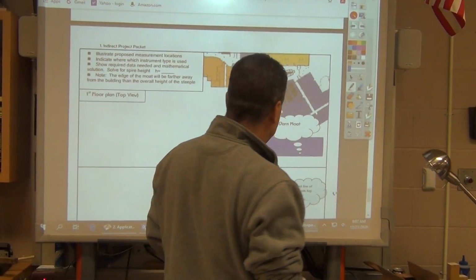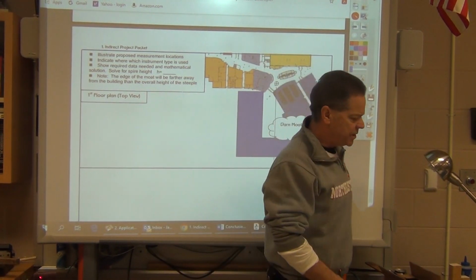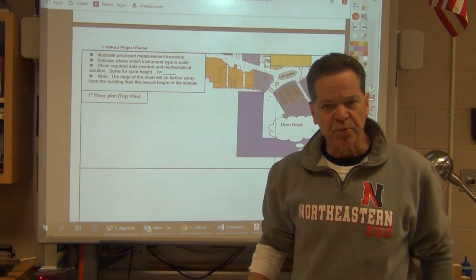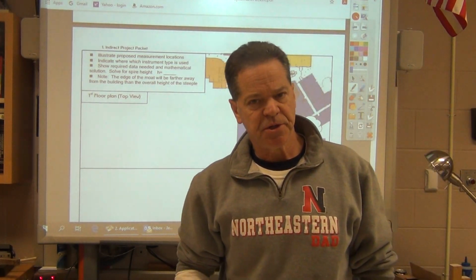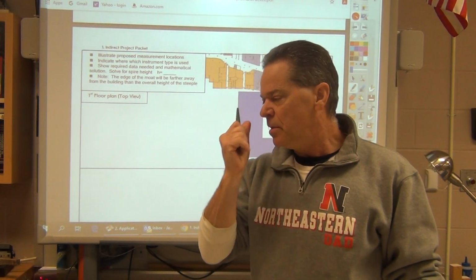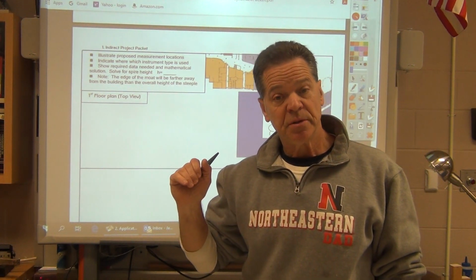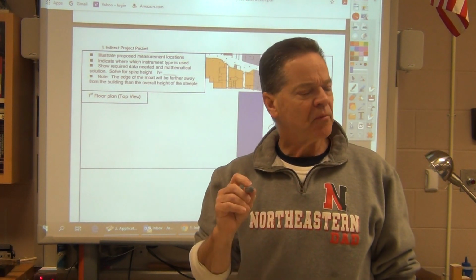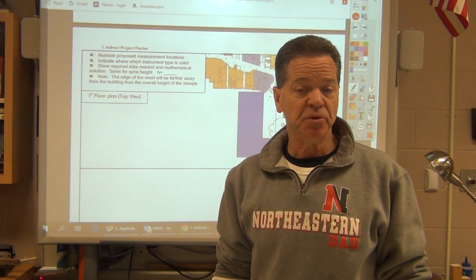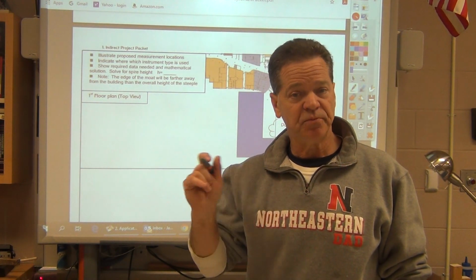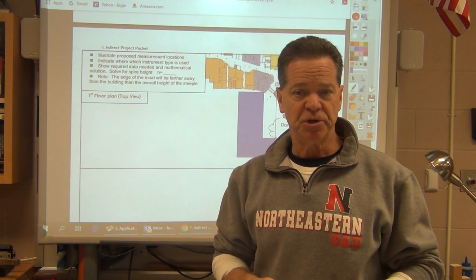All right, the next thing we're going to talk about is how to complete this page for your indirect measurement experience. Now, this page assumes that you would be measuring the steeple on top of the school. And I'm sure a few of you will do that, and that's great. I'm thrilled that you can do that, and I fully encourage it.